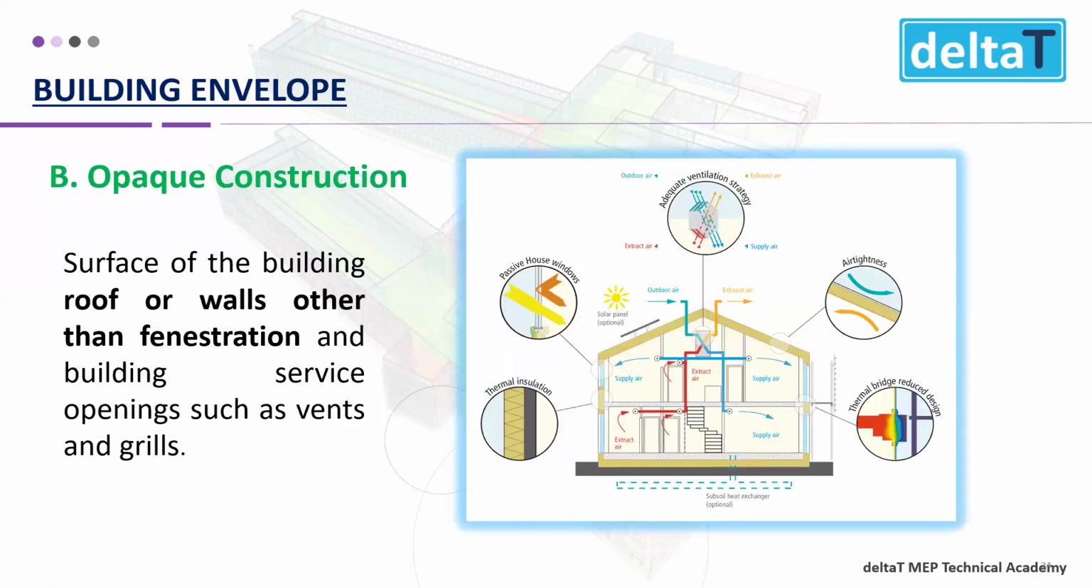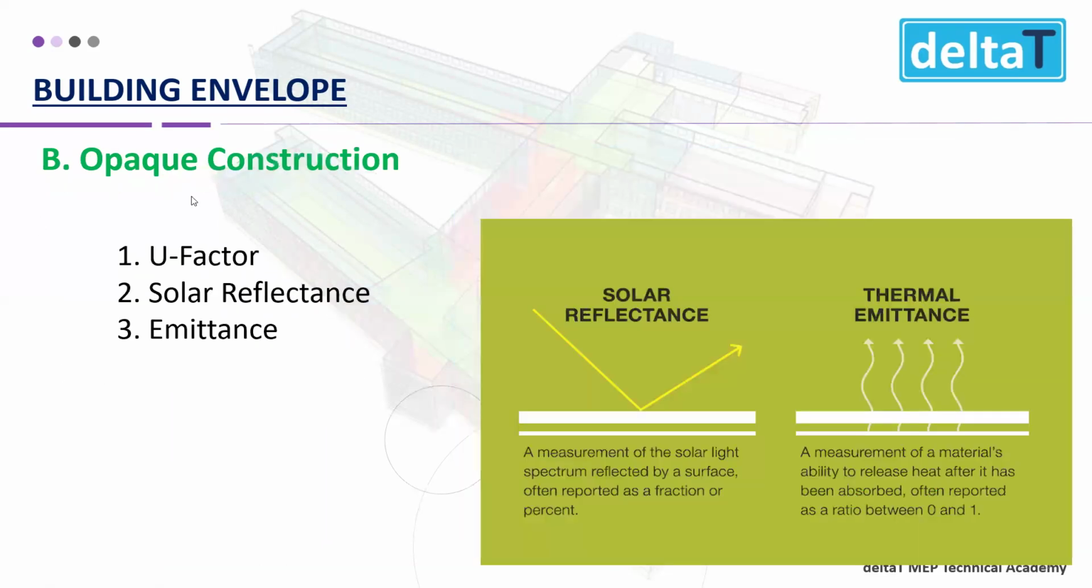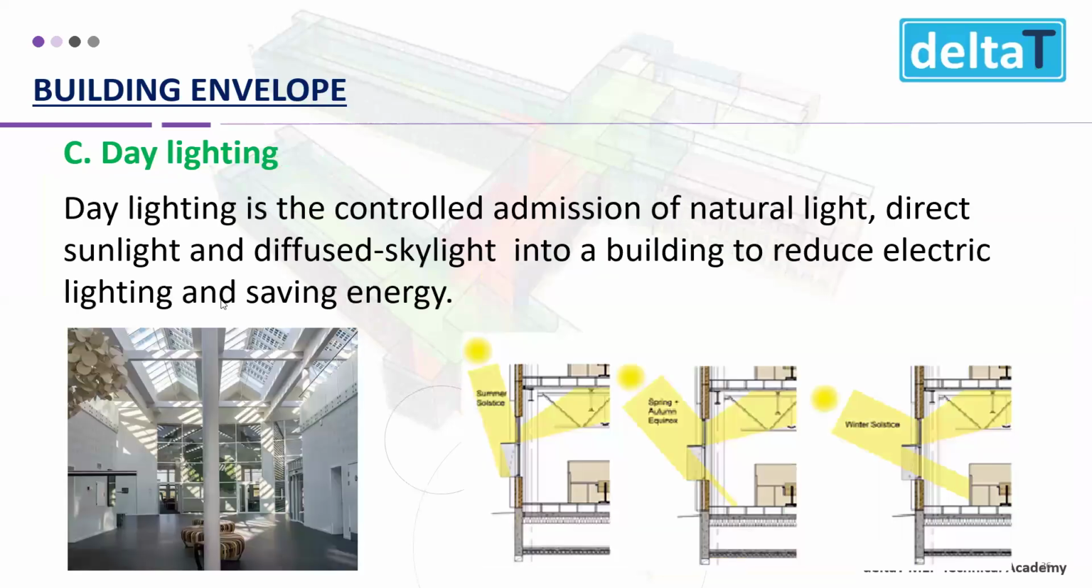Opaque construction means construction from which light is not passing. But we need to select proper material, brickwork, roof slab, green roof, all those things. So this is about opaque construction. You can see here, this is solar reflectance, thermal emittance. Then we have daylighting.